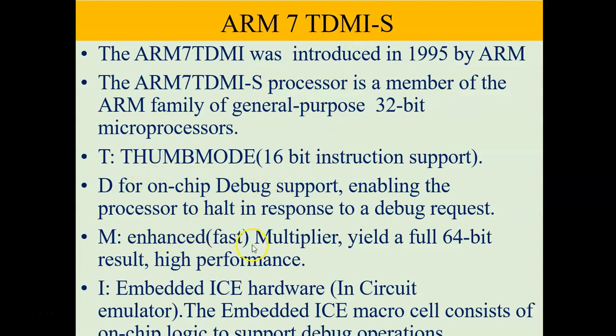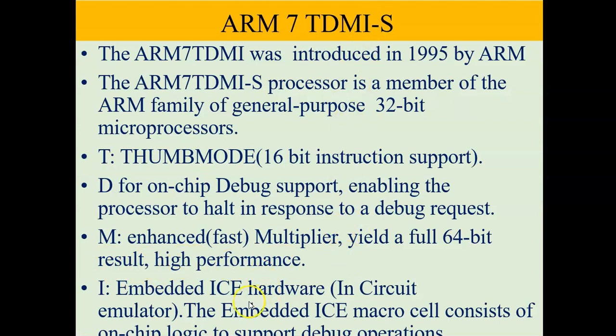M means enhanced or fast multiplier. Normally, the multiplier is a very important concept in any processor. Why? Because it takes more time. One of the instructions which takes more time or more cycles is multiplication, when compared to addition or subtraction, etc. Multiplier takes more clock cycles. That's why, in order to improve the performance, they have designed an enhanced or fast multiplier in the architecture. That's why M indicates fast multiplier, which yields a full 64-bit result. That is high performance.